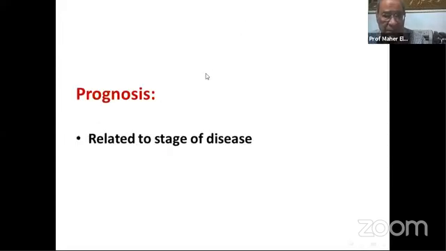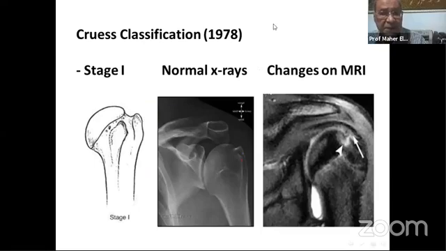The prognosis depends on the stage of the disease. So we shift to the stages. Ficat and Arlet's, or Cruess classification in 1978, classified into 5 stages. Stage 1, with normal X-ray, and changes only seen on the MRI as this high signal area in the top of the head, just beneath the subchondral bone.